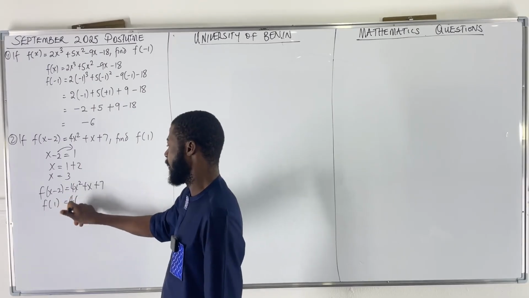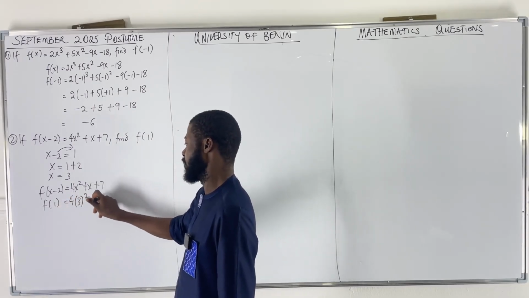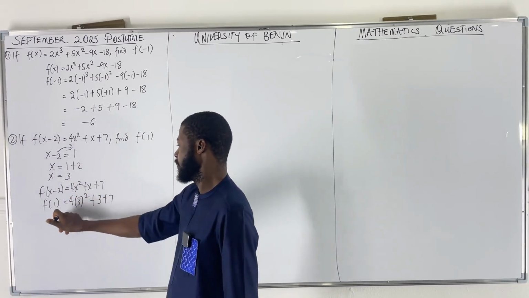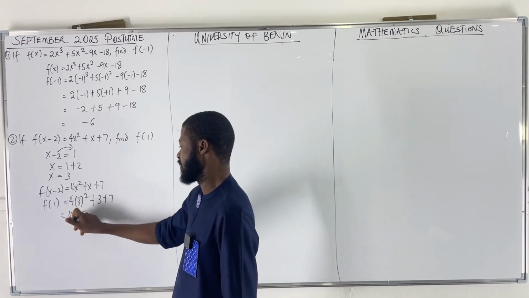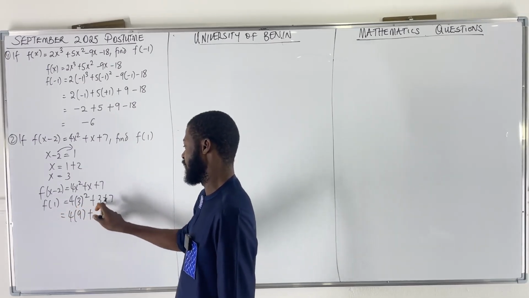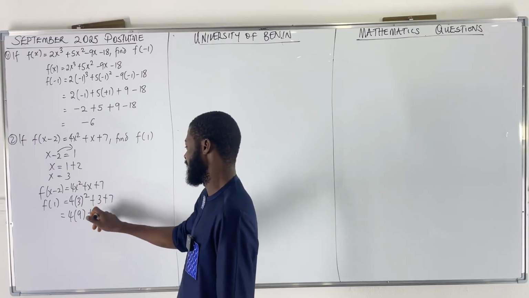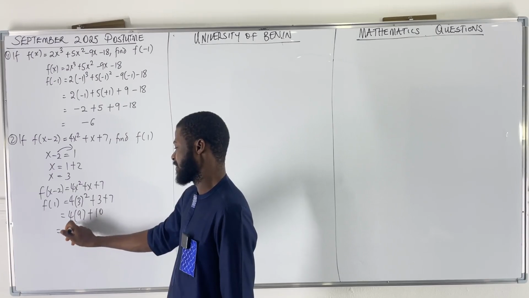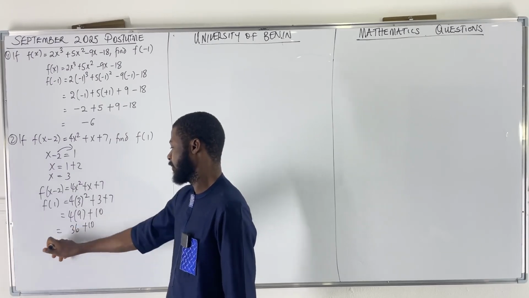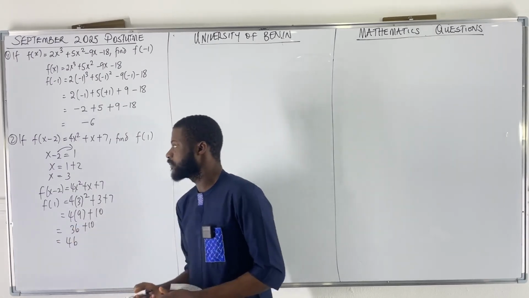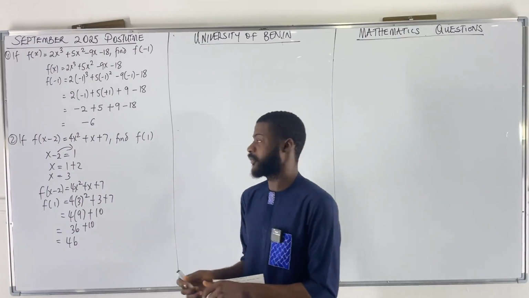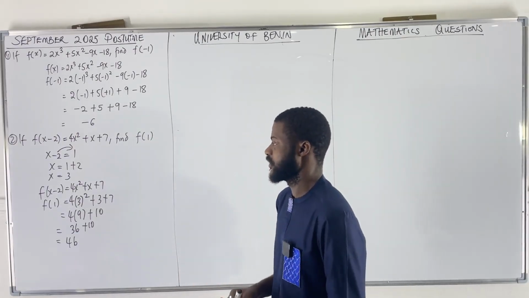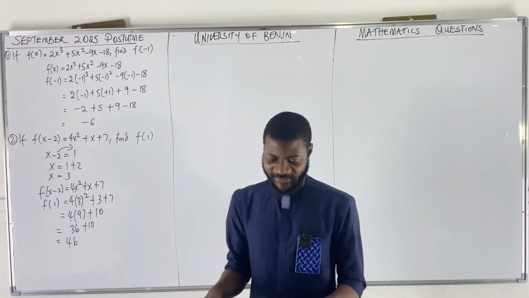So this will be 4 bracket 3 squared plus 3 plus 7. So this is 4 into 3 squared is 9, plus 3 plus 7 is 10. Okay, so 4 times 9 is 36 and then plus 10. So this is 46. So that's what the second question would be. Let's move on to the third one, please.